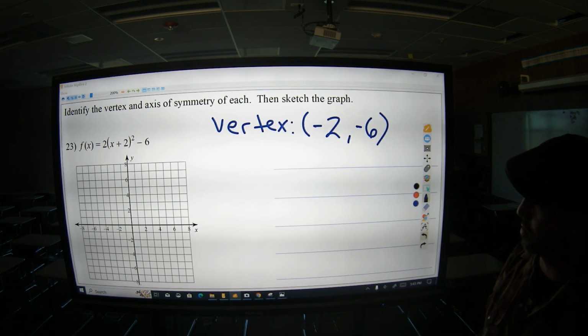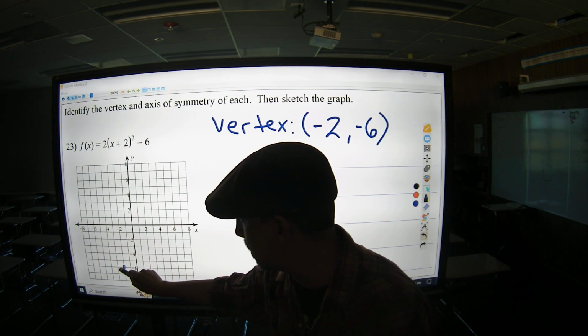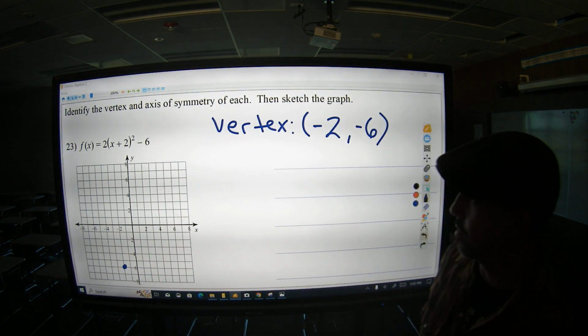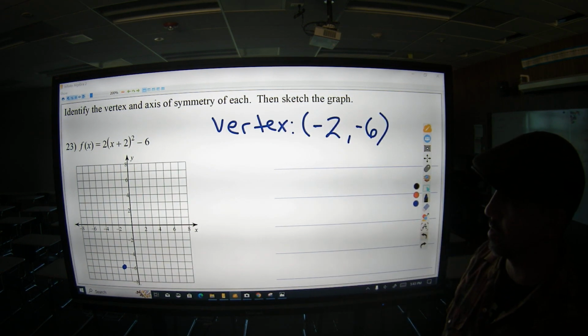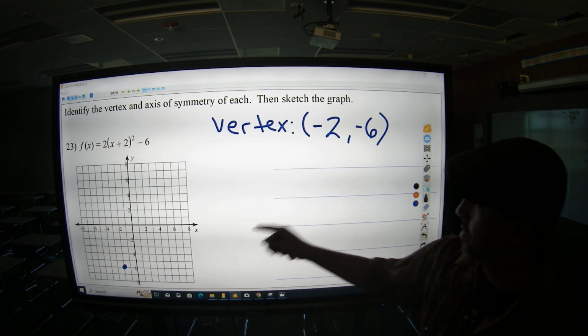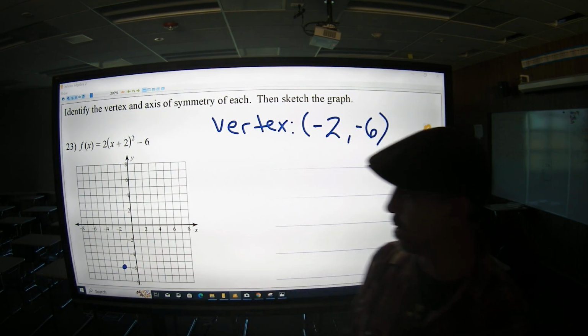So now we know where the vertex is. Negative 2, negative 6. So I'm going to go down. Always make sure that you remember, of course, that this is x, y coordinates. So just make sure that you're counting in the right direction. Usually we would count to the left for the x first and then do the y next, and we know we're in the right place.